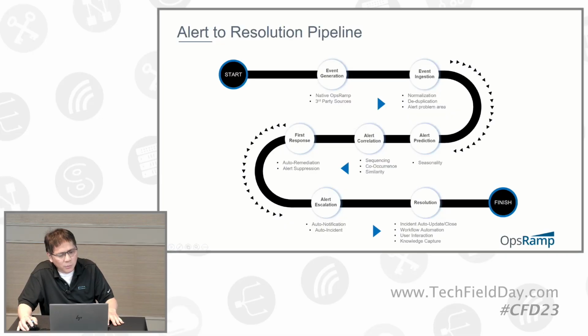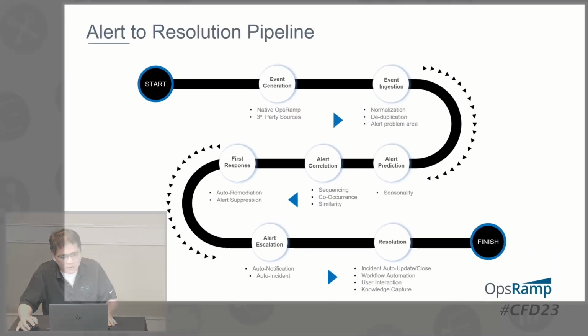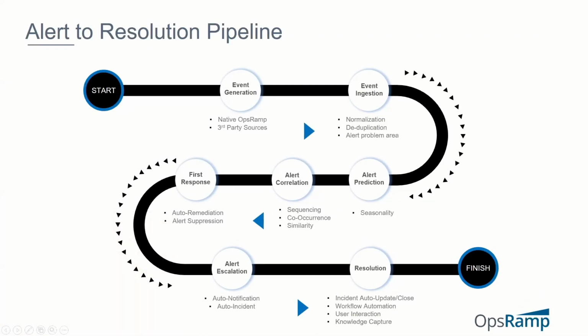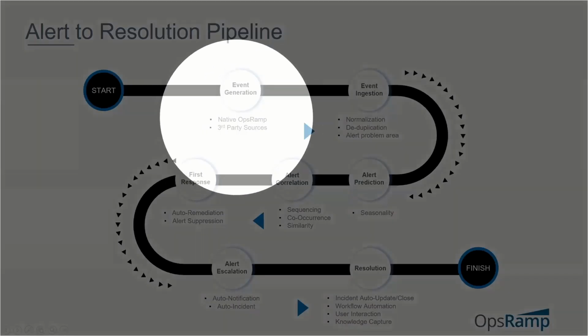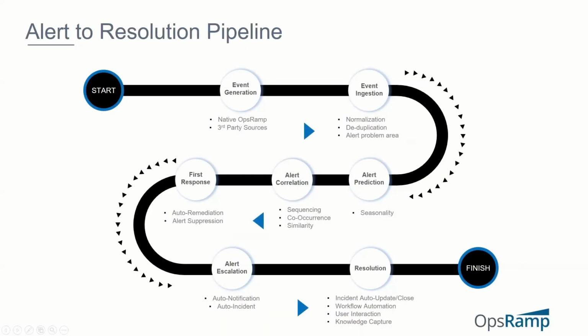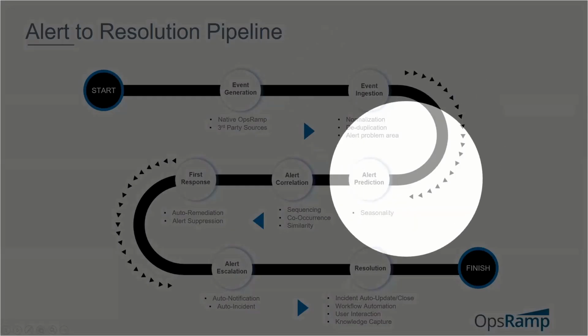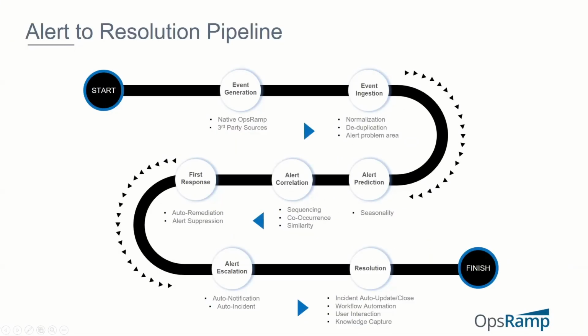We have what's called the alert to resolution pipeline. This is the flow of all the alerts. We first generate the alert. Again, it could be an OpsRamp alert or a third party. And then we ingest it. We do normalization, deduplication of alerts, and then we go to alert prediction. As we ingest all of these alerts, we analyze them and see, does this alert have seasonality? Does it happen every 24 hours at midnight because of a backup? If there is seasonality, we can detect it and we could suppress it automatically.